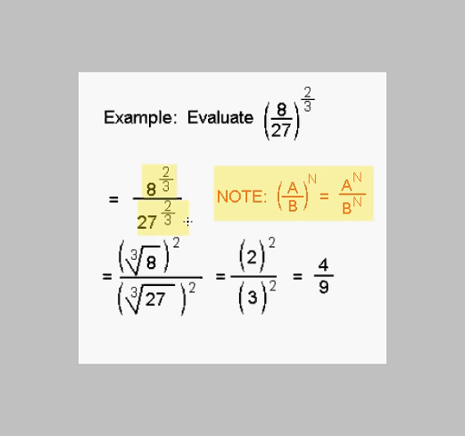Now the 2/3 power means take the cube root of the number and then square it. And we're going to do just that. We're going to take the cube root of 8 and then square it in the numerator. We're going to take the cube root of 27 and then square it in the denominator. The cube root of 8 is 2, so we get 2 squared in the numerator. The cube root of 27 is 3, so we get 3 squared in the denominator. And this gives us 4/9.